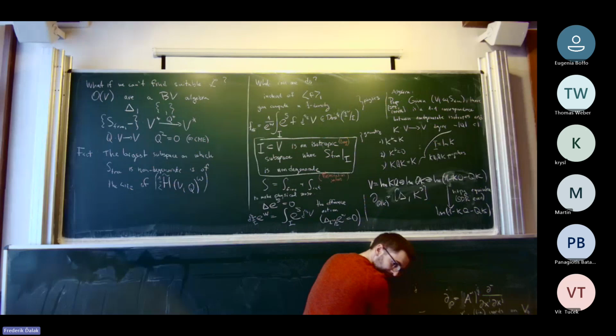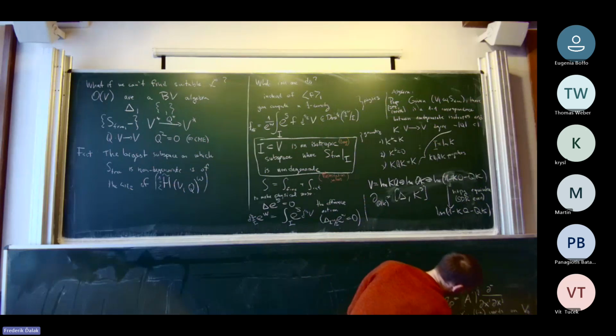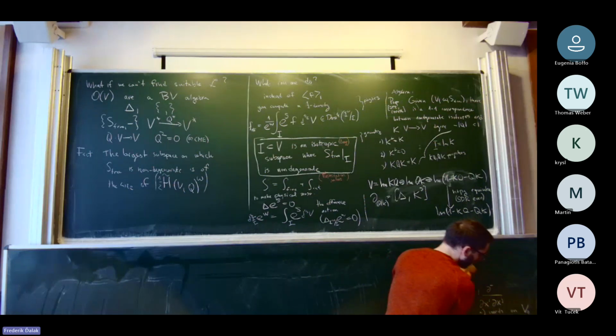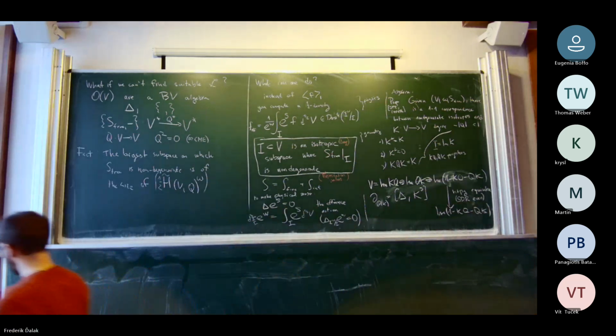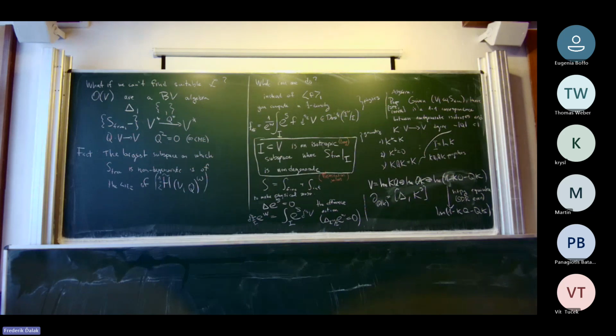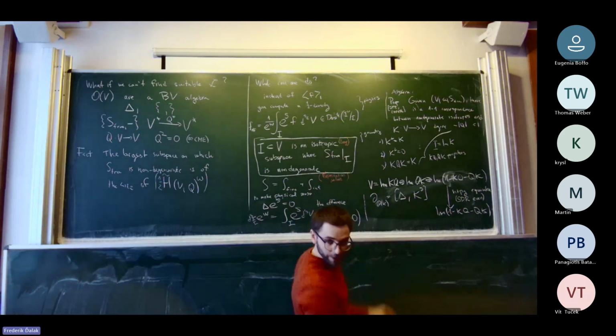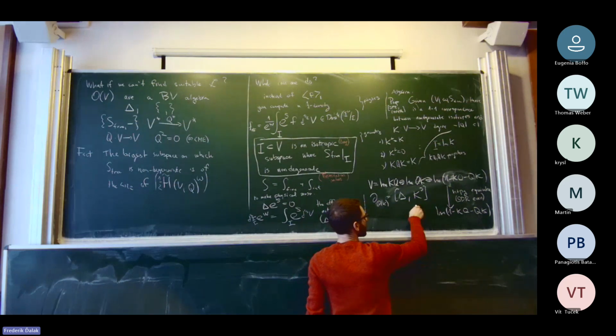Also, that reminds me that I wanted to mention that you can talk about propagators also in the non-BV world, but this formula only makes sense in the BV world. I like this formula because it tells you that you can get the propagator in many different ways, but for that you need to go into BV.